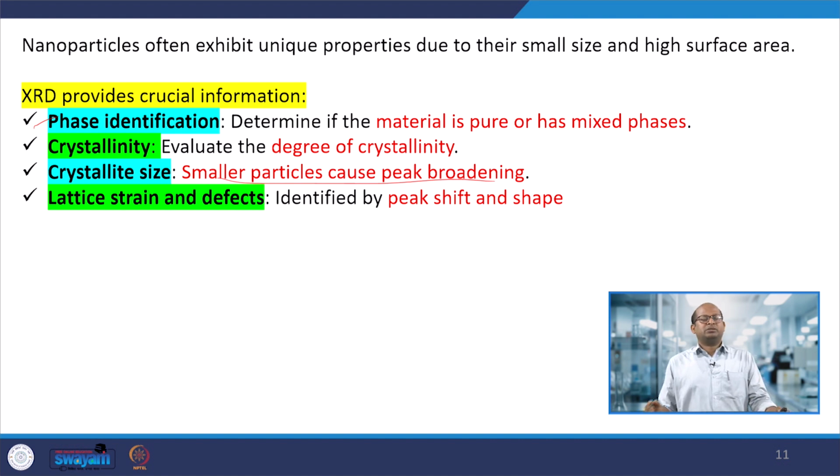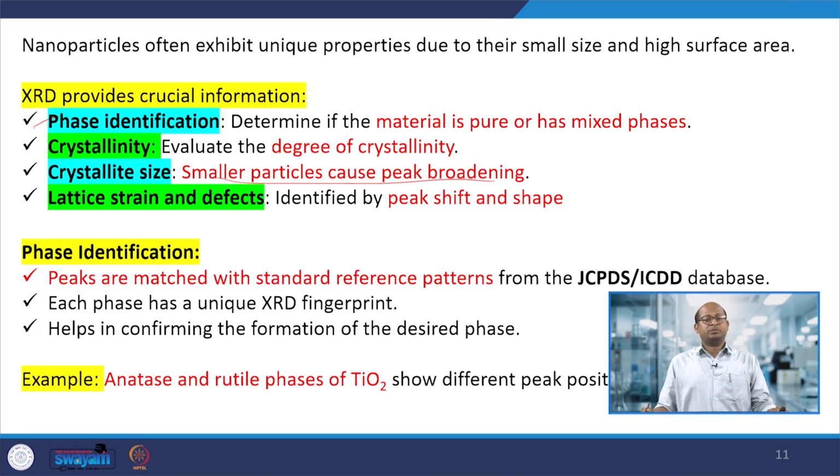So as a result, some peak shifting is also possible to observe. With the X-ray diffraction patterns, once we analyze them, even phase identification is also possible. I said the peaks are matched with the standard reference patterns that exist, called the JCPDS or ICDD database.